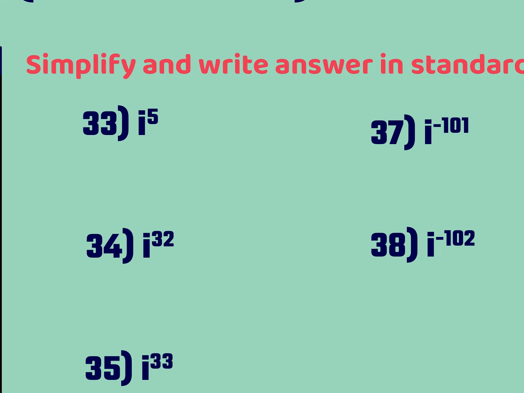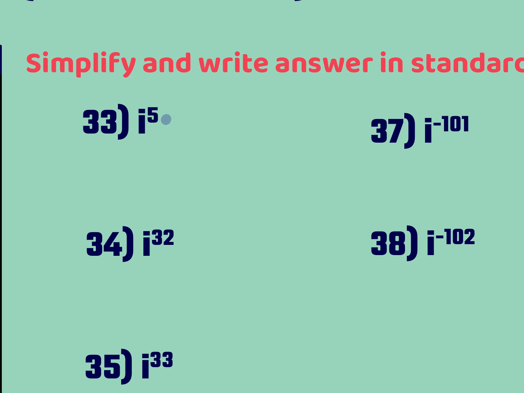Well, let's do 33. As if I just expanded it, it would be i times i times i times i times i, 5 times. i times i is negative 1. i times i is negative 1, and then I have an i without a match. Then we'd multiply this all together. Negative 1 times negative 1 is positive 1 times i is just a positive i. So when it's a smaller number, like just to the 5th, it's not so bad to do it that way.